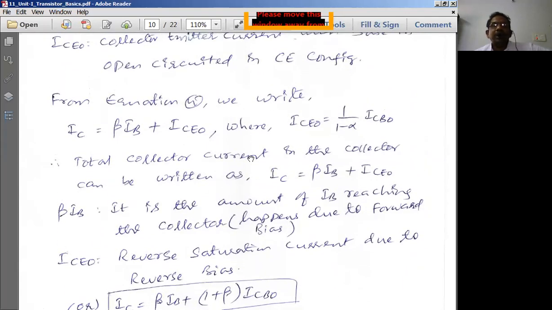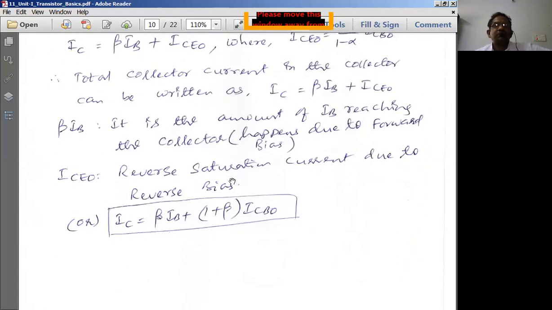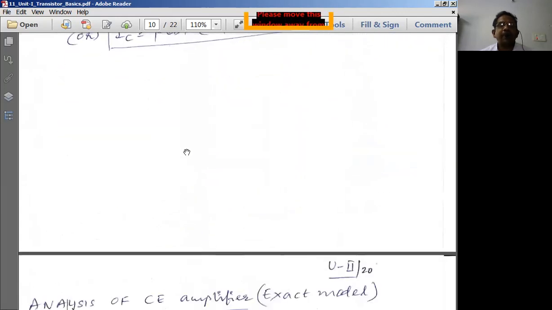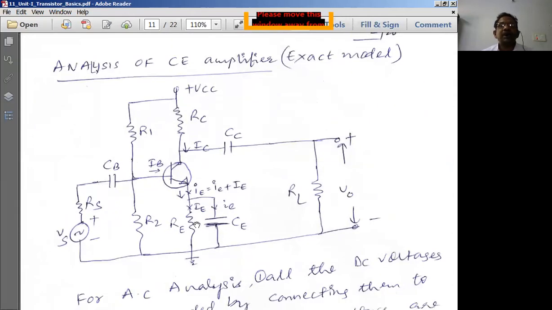More or less, this is the current equation which we can simply put over here. IC is equal to beta IB plus ICEO, where beta IB is the amount of IB reaching the collector due to forward bias condition. The amount of the input current IB reaching the collector terminal is called beta IB. ICEO is nothing but the reverse saturation current due to the reverse bias. So this is the basic current equation which we have.